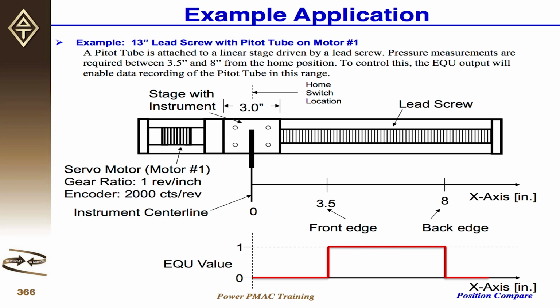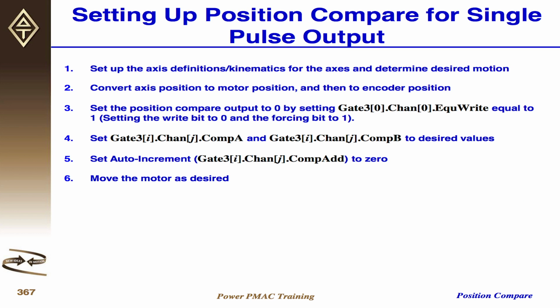So just to convert this into math that PMAC will understand, let's first go through the steps of this. First thing we'll do is convert those numbers to numbers that PMAC will understand. We're going to feed in the data to it. Then we're going to convert our axis positions ultimately to encoder positions. We're going to set the EQU output to a low level to begin with because we want it to turn high in the range. We're then going to set up our position compare A and compare B registers. We're going to turn off our auto increment, and then we're just going to move the motor through the range.